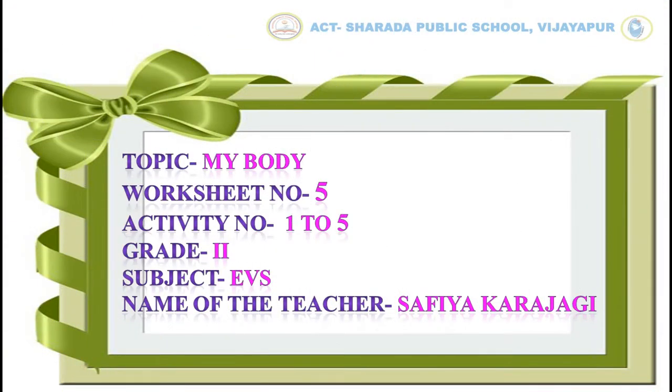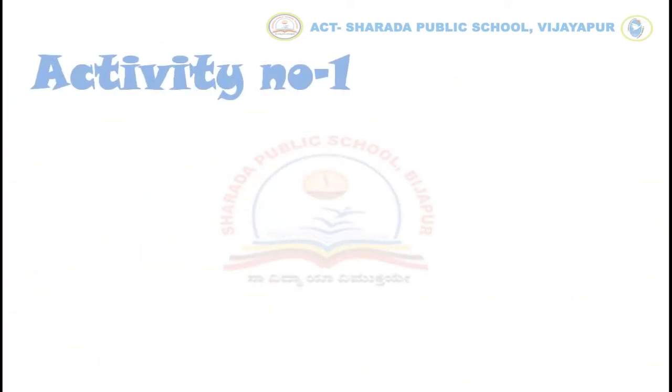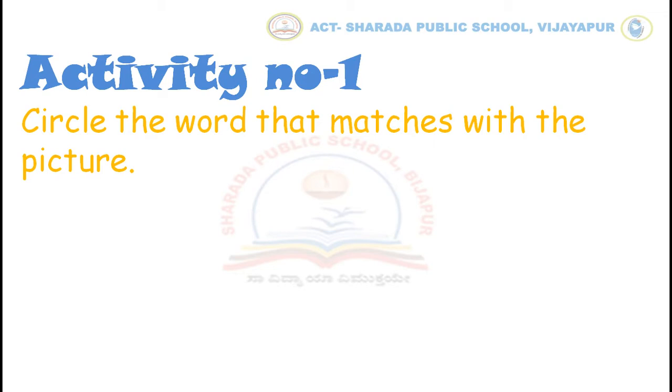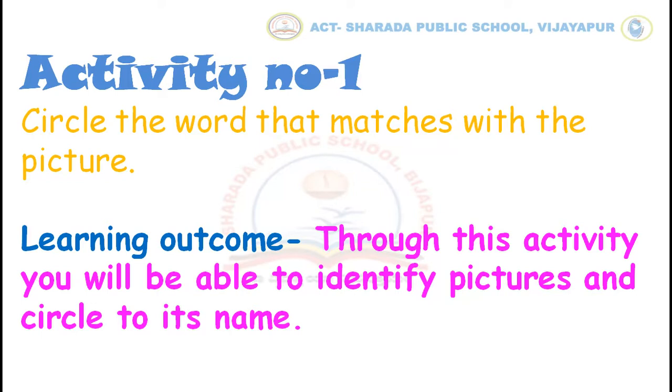Today we are going to solve worksheet number 5, activity number 125, topic My Body. Let us start with activity number 1. Circle the word that matches with the picture. Learning outcome. Through this activity, you will be able to identify pictures and circle to its name.